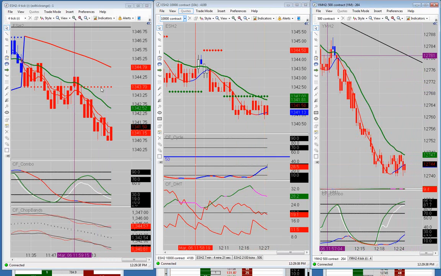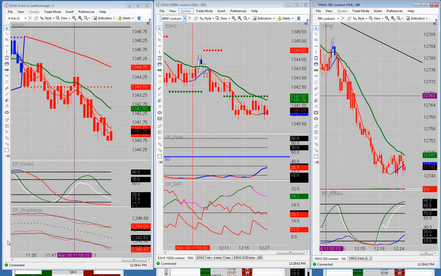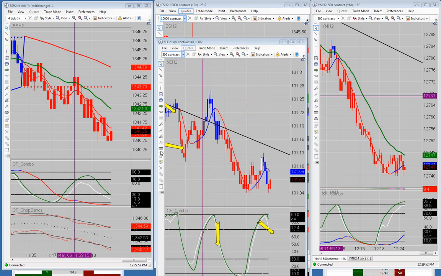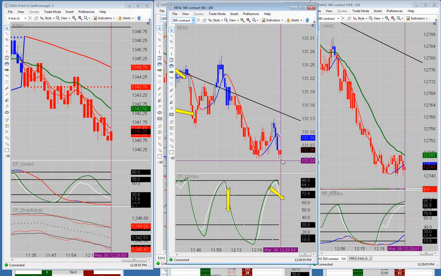Okay. Now that was the Russell, the ES, and the YM. The thing that I haven't shown you yet is the 6E. Let me get my 6E 500 contract. Where is it? Here it is. All right. This is the 6E.